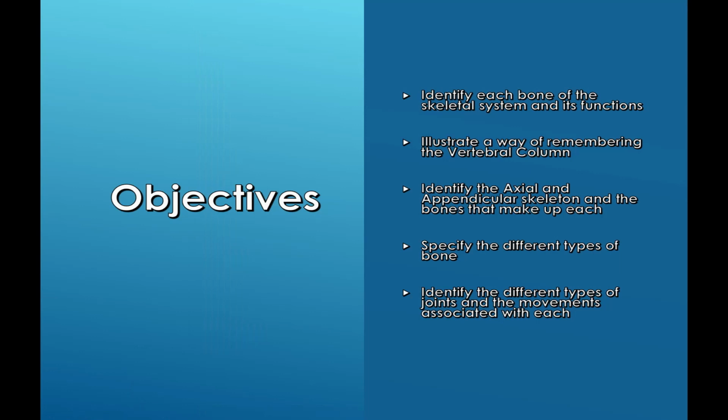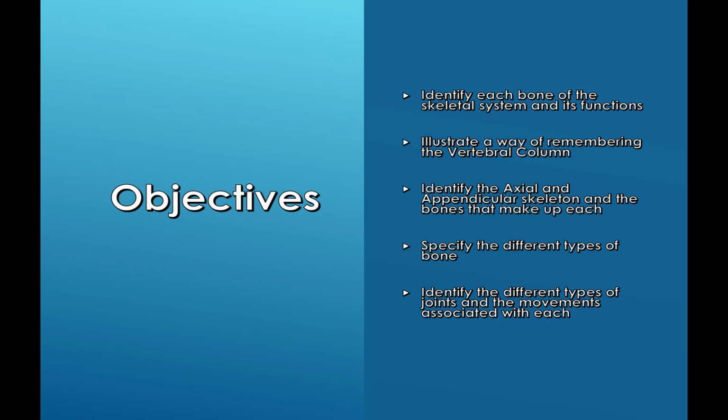By the end of this lecture, hopefully you should be able to identify all of the major bones within the skeletal system and some of the functions related to the skeleton itself. You should be able to illustrate the vertebral column and identify how many individual vertebrae are in each section of the vertebral column. You should identify and distinguish between the axial and appendicular skeleton. You should be able to specify the different types of bones, and you should also be able to identify the different types of joints and the movements that are associated with each.